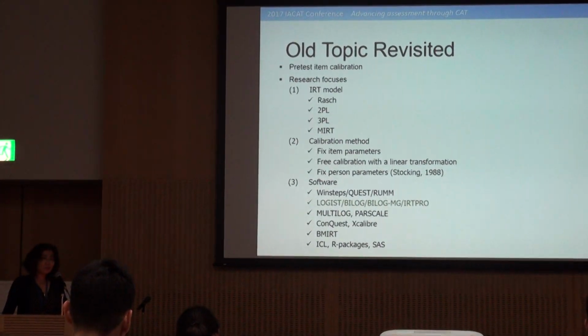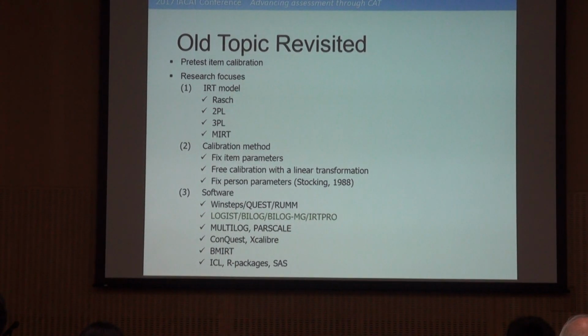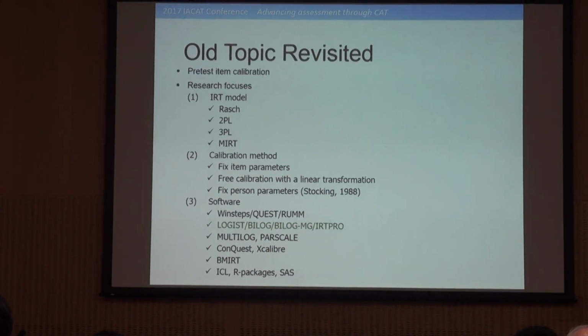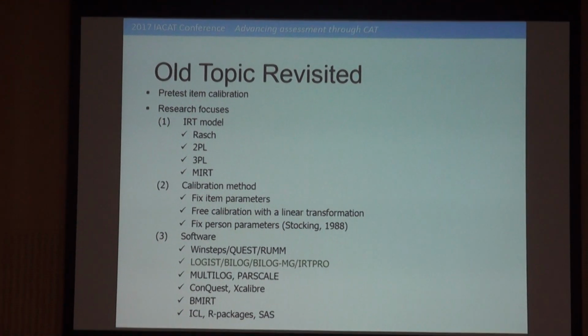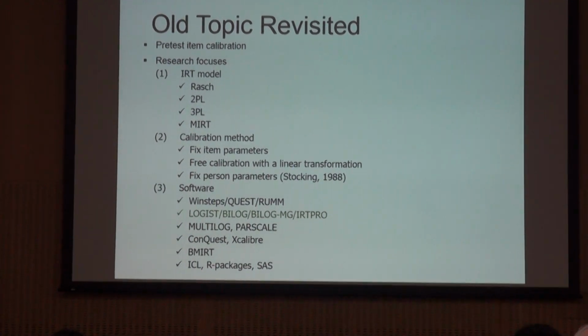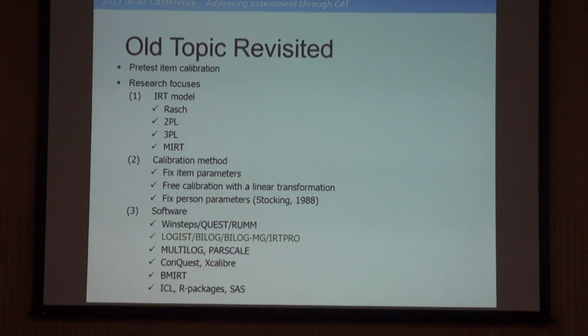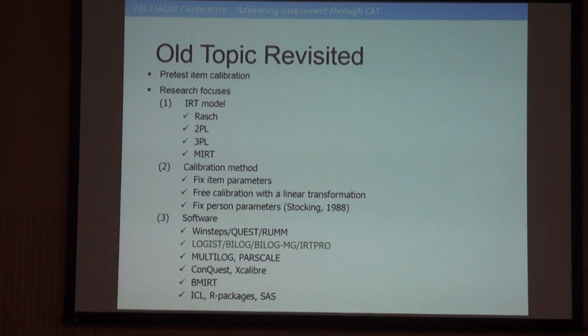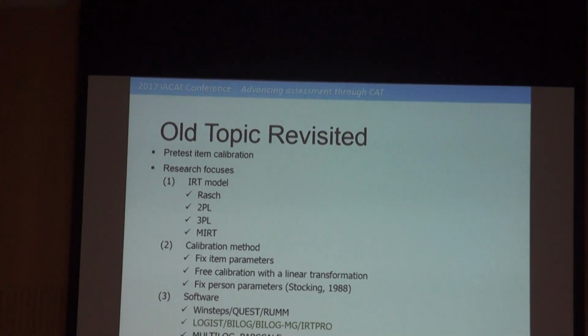Actually, this is an old research area. From the first day CAT has been used by testing organizations, pretest item calibration became a topic that kept haunting researchers. It was revisited again and again under different IRT models with different calibration methods and using different tools. This task is challenging because of the specific nature of CAT data.